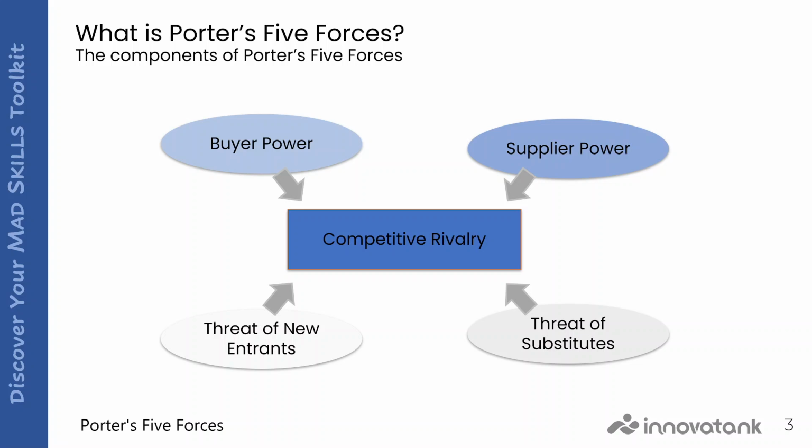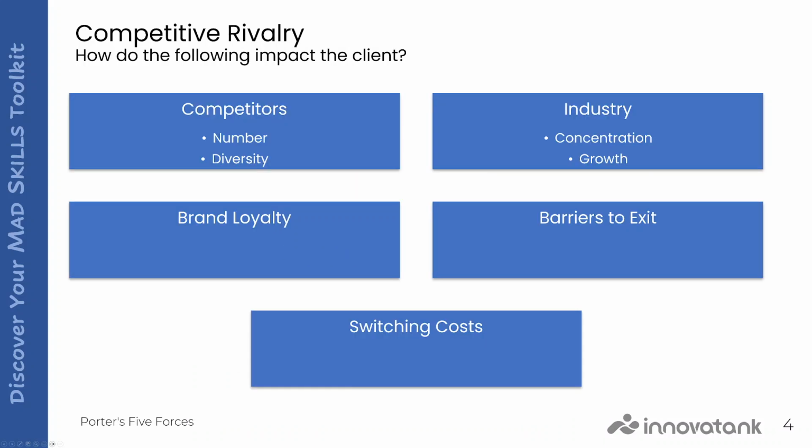As we all should know, when you look at Porter's Five Forces, you have buyer power, supplier power, the threat of substitutes, competitive rivalry, and the threat of new entrants. What I want to do is talk a little bit about each of those. In the center, we've got the rivalry amongst the competitors. What you want to think about is the number and diversity of competitors, industry concentration and growth, barriers to exit for the industry as a whole, brand loyalty as it impacts the industry, and the switching cost as it impacts the industry.